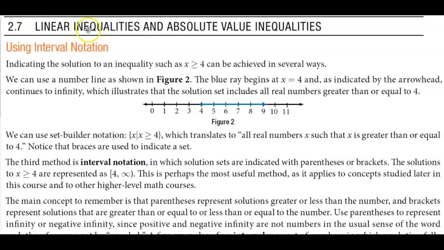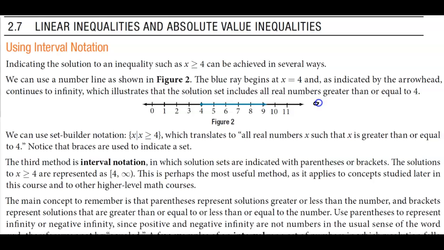Section 2.7, Linear Inequalities and Absolute Value Inequalities. Using interval notation. Indicating the solution to an inequality such as x is greater than or equal to 4 can be achieved in several ways. We can use a number line as shown in Figure 2. The blue ray begins at x equals 4, and as indicated by an arrowhead, it continues to infinity, which illustrates that the solution set includes all numbers greater than or equal to 4.